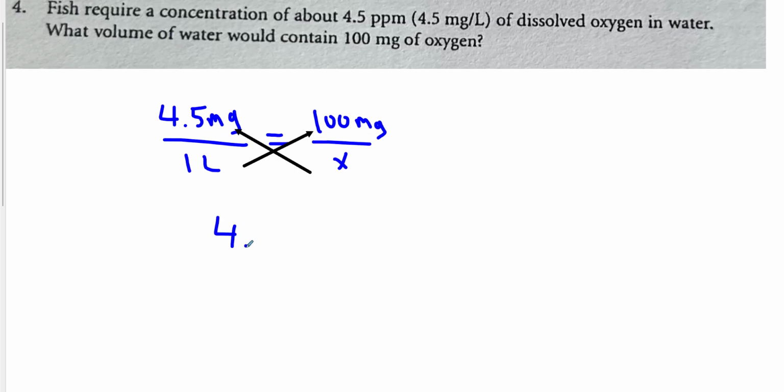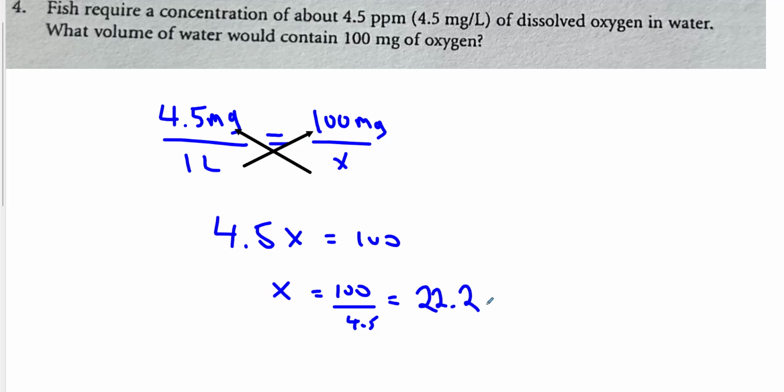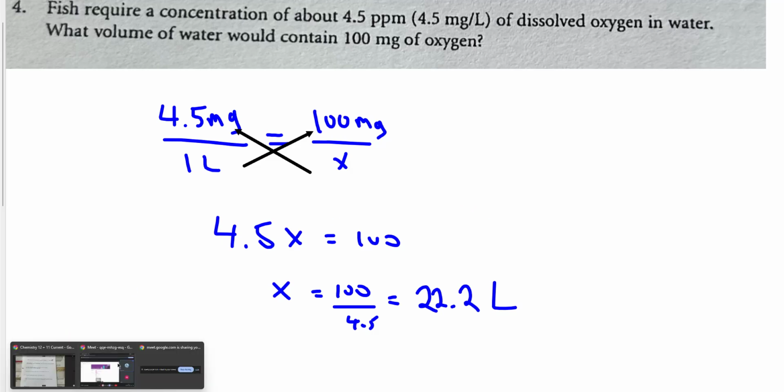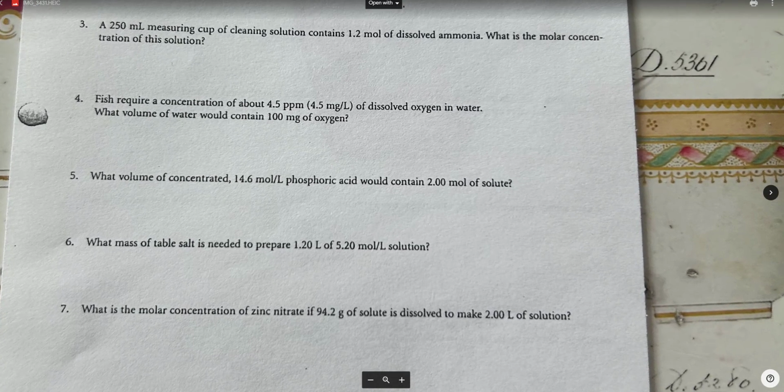So you should get 4.5 times x is equal to 100, and then you obviously just divide both sides by 4.5, and you said you got 22.2. Okay, and what's the units? Liters. And yeah, let's find out if that's right. Okay, yeah, it was right. Good job. So next question. Did you have any issues with the previous?